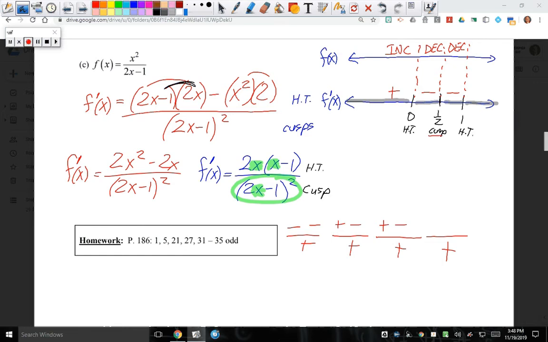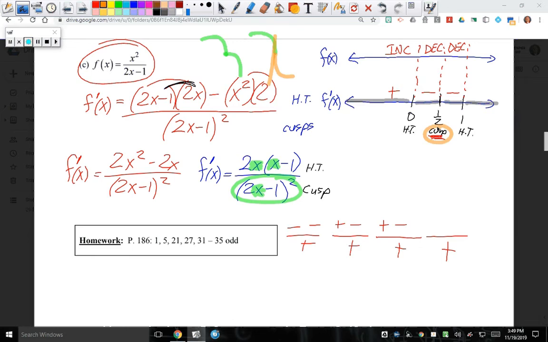So maybe this is not a cusp. Well, we're going to find out here what it is. Do you see how I'm progressing? This cusp, you can't decrease and then decrease. You can't do that with a cusp. And you're thinking, well, maybe it's decreasing like this and then decreasing like this, where it's a vertical tangent. Maybe it's a vertical tangent.